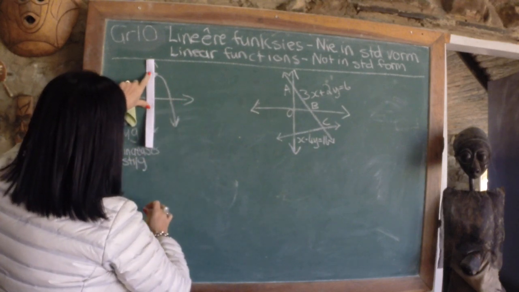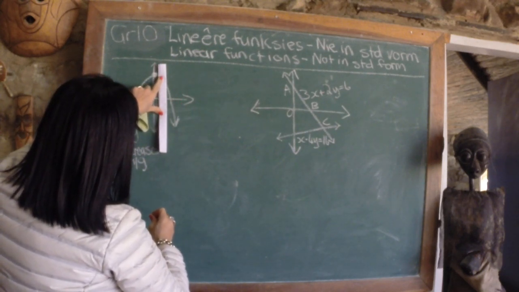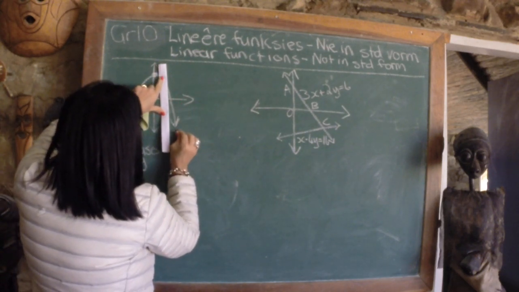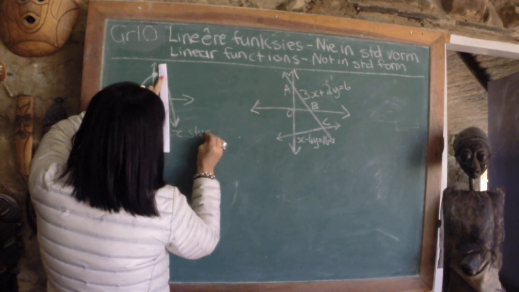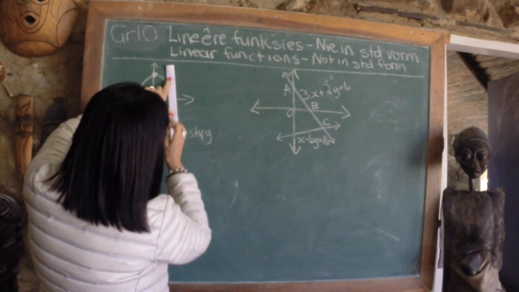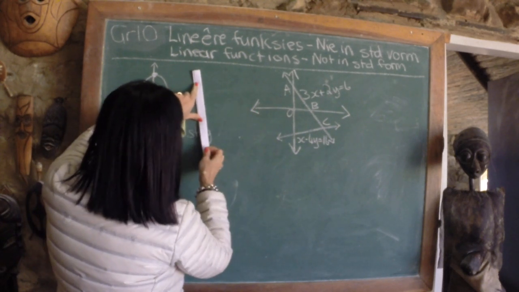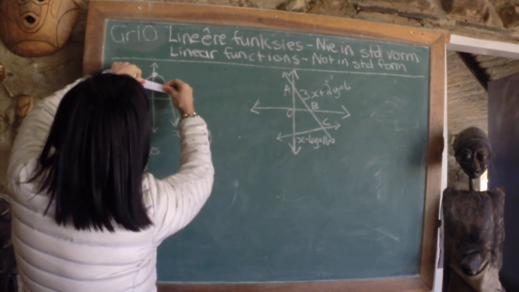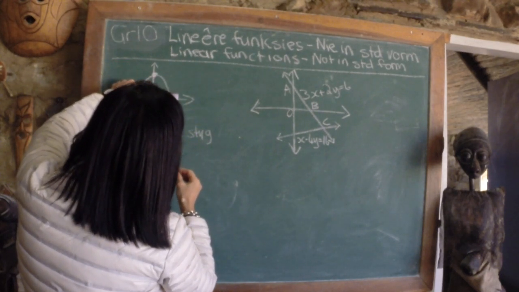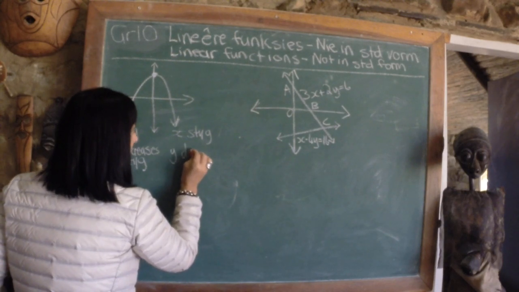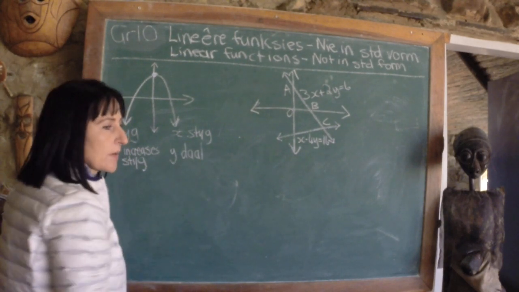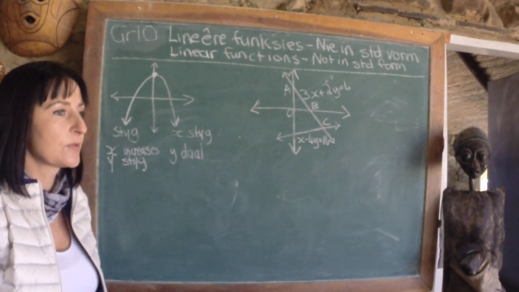Sien julle dit? Kyk wat gebeur met die x-waardes. By die parabool gaan die x-waardes nog steeds groter word. Hulle styg nog steeds. Sien jy? Kyk daar, loop aan, so. Maar kyk na ons y-waardes daar. Wat gebeur met die y-waardes? Die y-waardes daal. So, okay, that's important to be able to see.